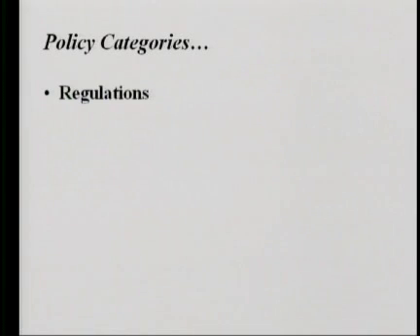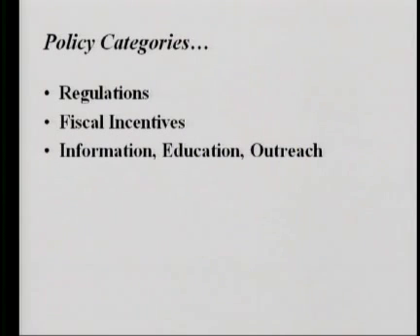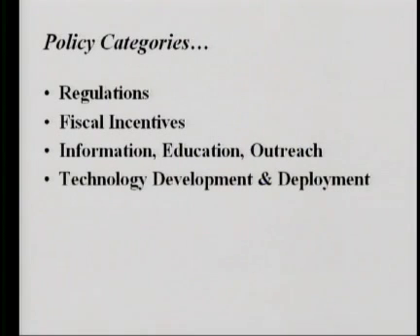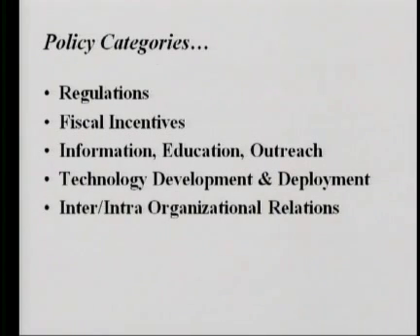In the policy categories, I'm encouraging you to explore and include these different categories. 1 is regulations. 2nd is fiscal incentives, taxes, and subsidies. 3rd is information, education, and outreach. The 4th is technology development and deployment. Clearly, that has to be an integral part. Fifth is the intra-organizational relations, and the final is enforcement. So just as with the quality of life categories, the assertion here is if you have a policy, it will generally fit into one of these 6 categories, one of these 6 dimensions, so we don't leave something out here.